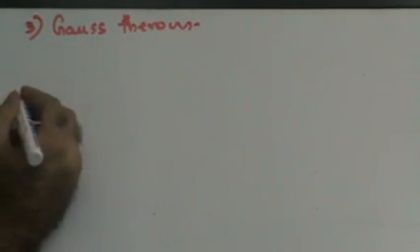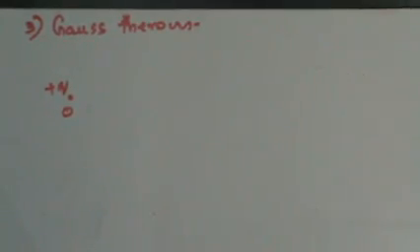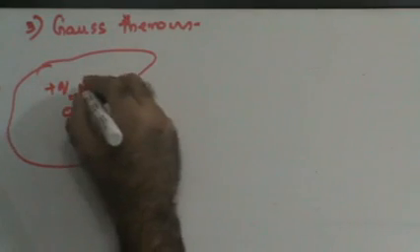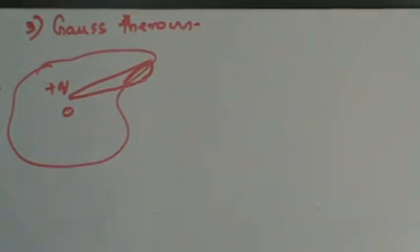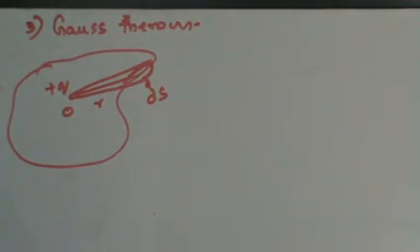Let's consider a positive charge Q situated at point O inside a closed surface of any shape. Let ds be the small area around the point P at a distance of r from the charge. This is your ds. Let ds be the small area around point P at a distance of r from charge Q, at a distance of r from point O. Let's write this much down first.